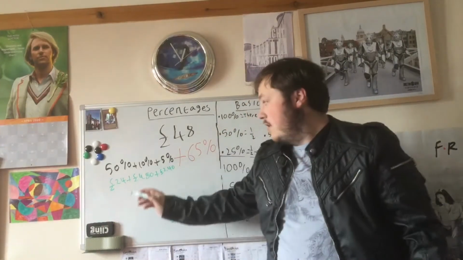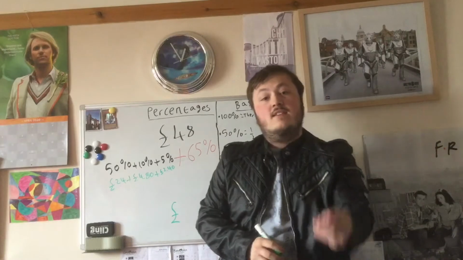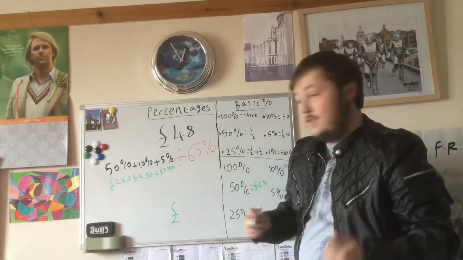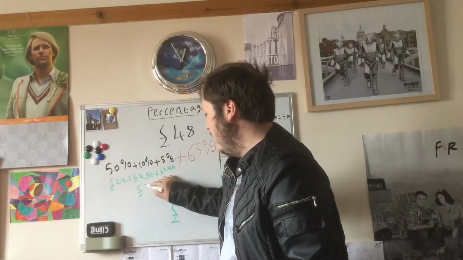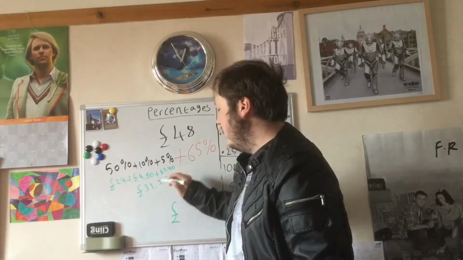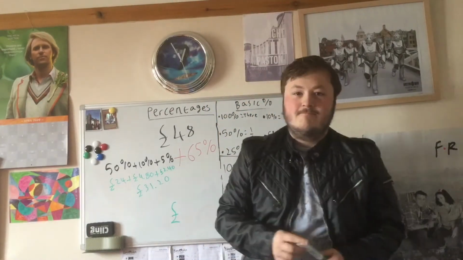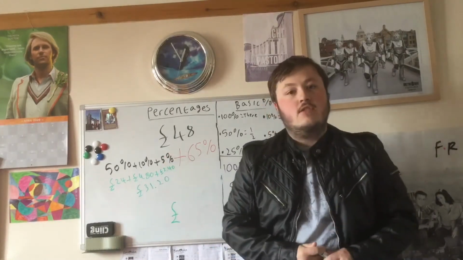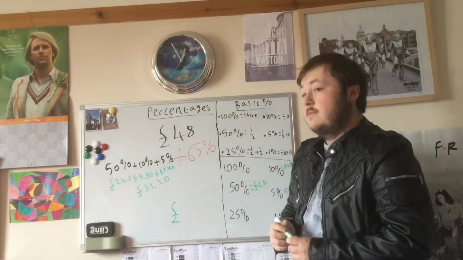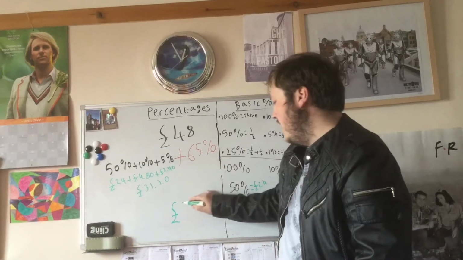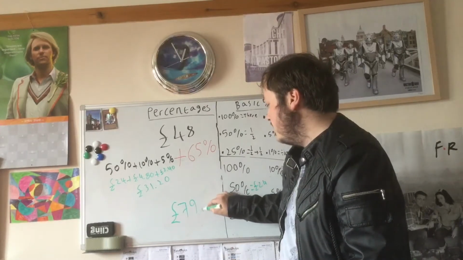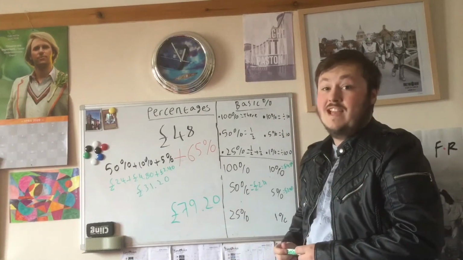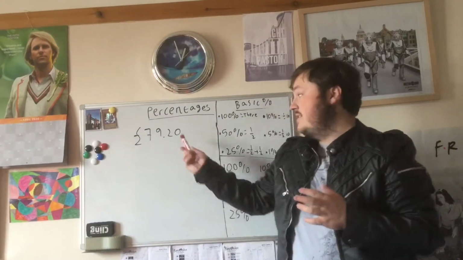So let's add that all together. £24 plus £4.80, that's £28.80. Plus £2.40, that will get us a grand total of £31.20. But we're not trying to find 65%. That's how much has been added to the original price. So what's £48 plus £31.20? That will be £79.20. You can obviously see why I chose not to get it. So the price that leather jacket was £79.20.